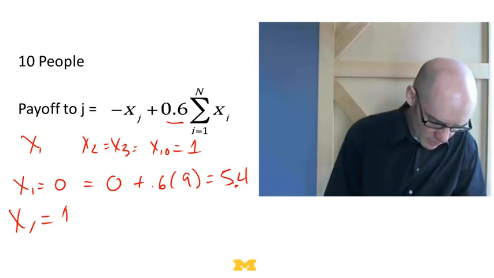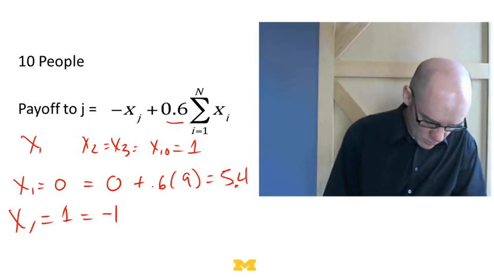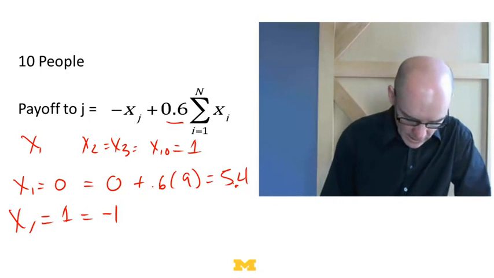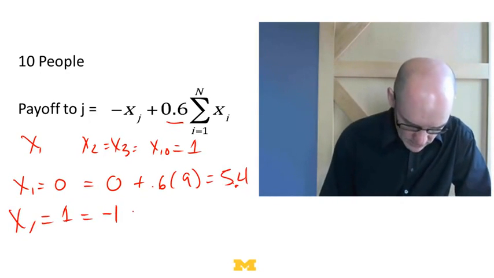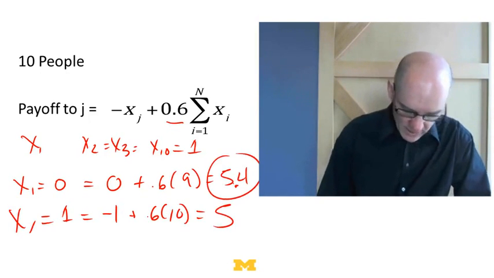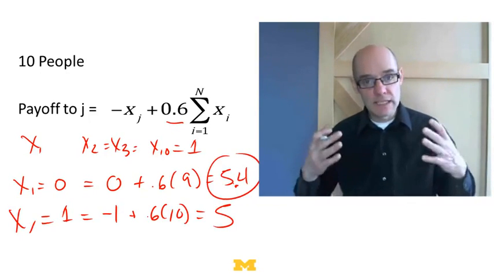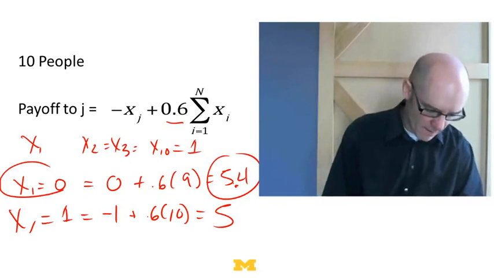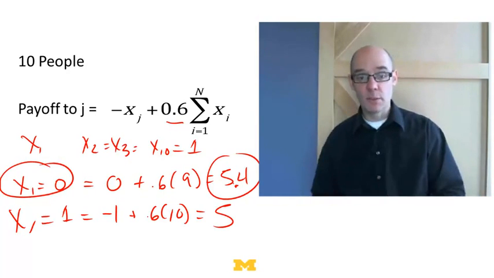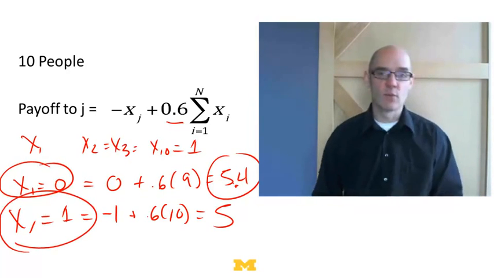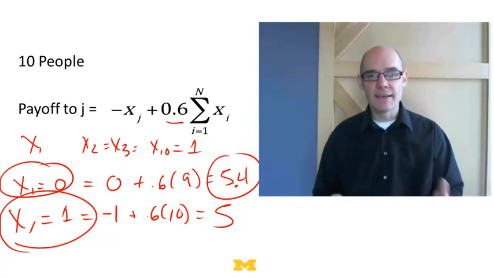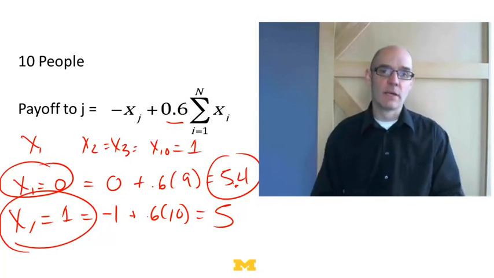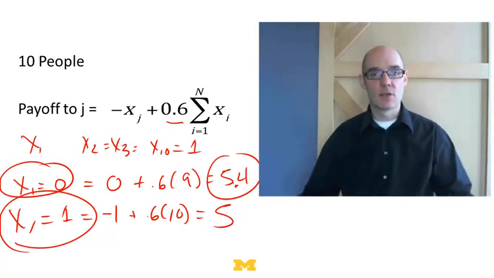If I were to cooperate, it's going to cost me 1, and what I'm going to get, though, is 0.6 times 10, which is 6, minus 1, which is 5. But 5.4 is bigger than 5, so it's in my interest to put x1 equals 0, but collectively, everybody else would be better off if I would choose x1 equal to 1. So again, this is a lot like the prisoner's dilemma, except instead of me playing against one person, I'm playing against a whole bunch of other people.